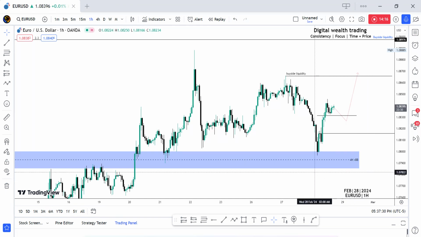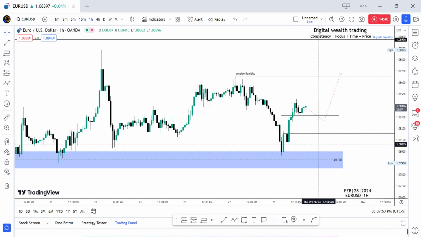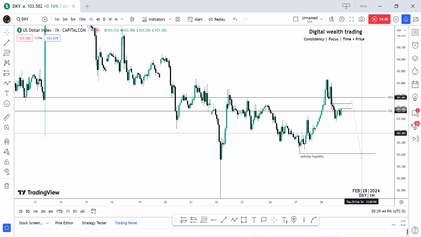This particular candle, at 4 o'clock AM New York local time, formed the low of today, and the high of today is from 12 o'clock PM. Alright, so that is it for today's price delivery for the Euro.